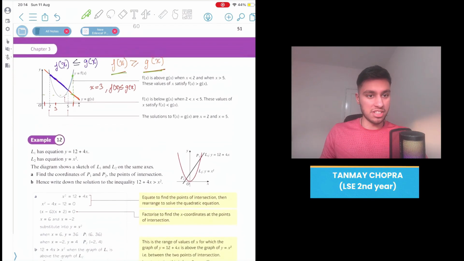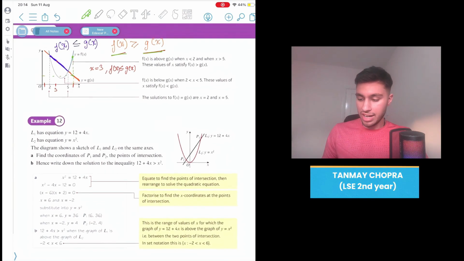Let's look at example 2. What is it saying? Line 1 has equation 12 plus 4x, okay. L2 has equation y equals x squared, so that's not a line, that's a quadratic. The diagram shows a sketch of L1 and L2 on the same axis. Yes, it does. Find the coordinates of P1 and P2.